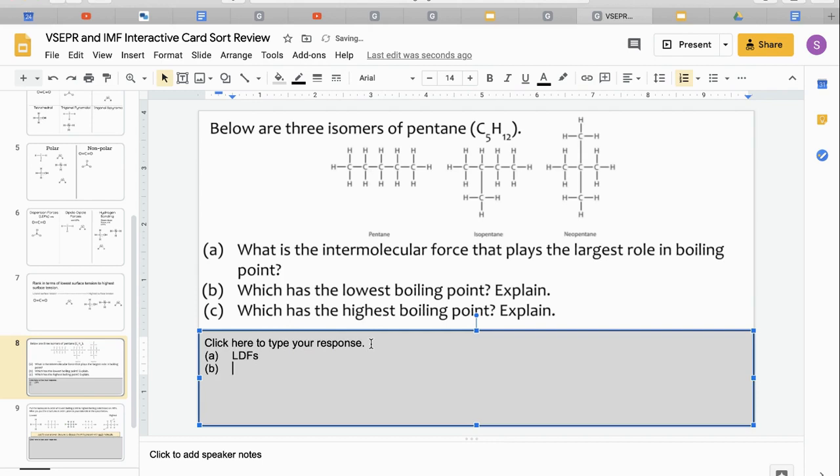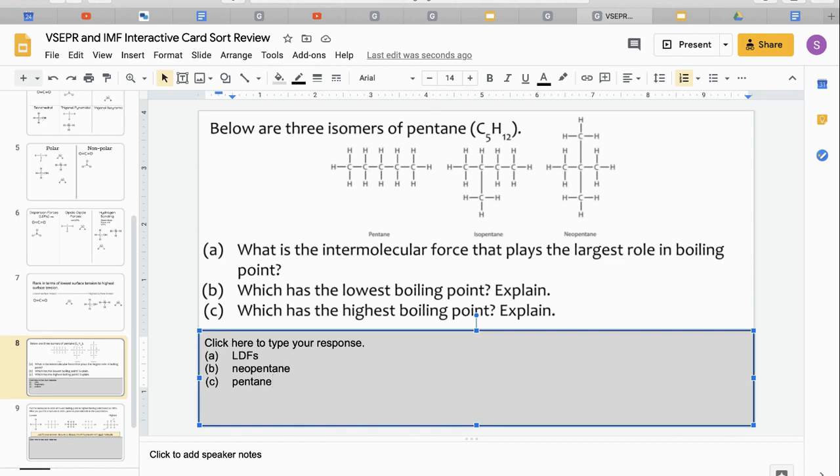Part B, which has the lowest boiling point? Well, we're going to look for the most compact molecule, the one with the most branching, instead of a long, skinny, long thing that has a lot of surface area. So in this case, it's neopentane. For part C, highest boiling point, the longest, skinniest molecule with the most surface area, most contact area, that would be pentane.